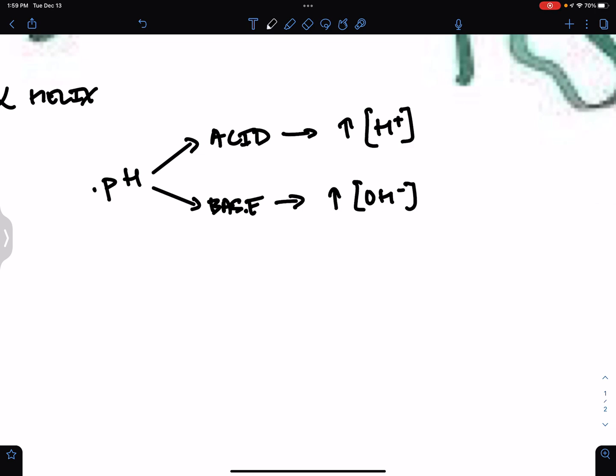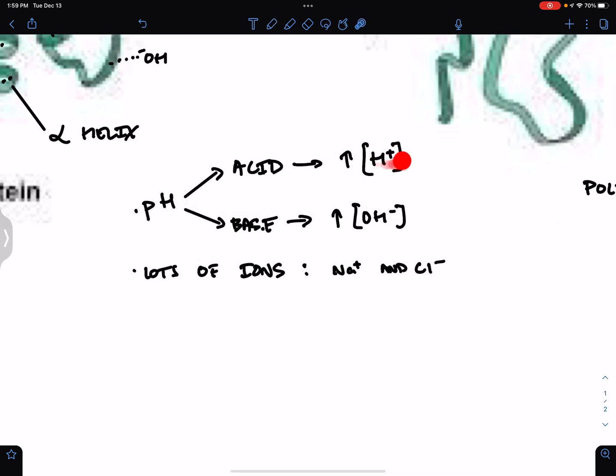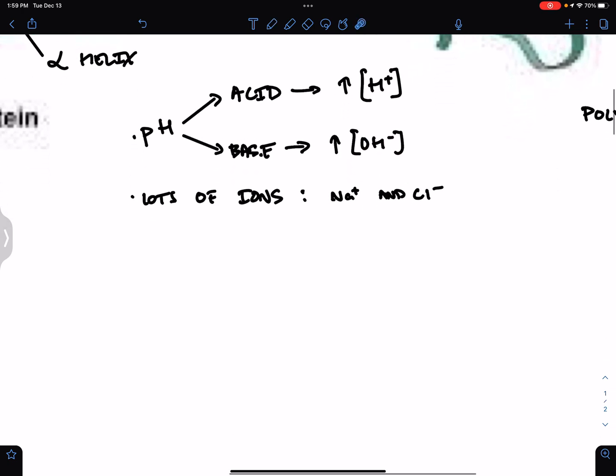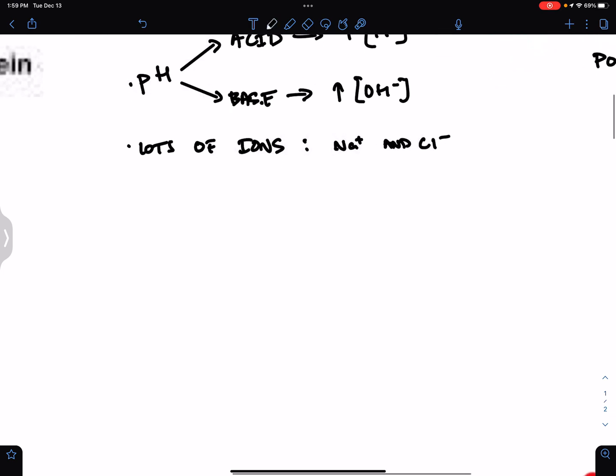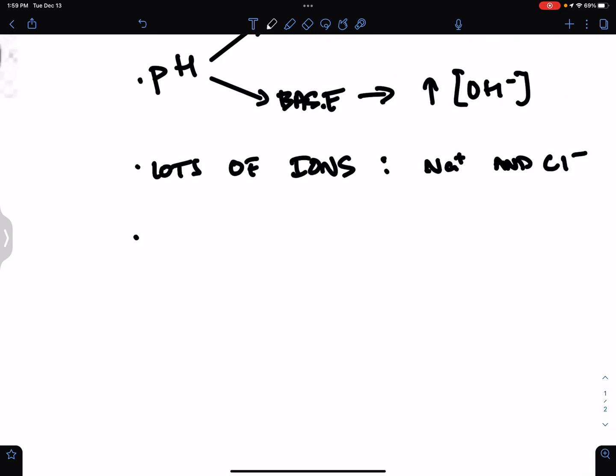Another way to denature a protein is to add lots of ions. So, for example, if you added lots of salt, which would be Na plus and Cl minus, that would do the exact same thing as H plus and OH minus. We didn't do that in class, but we could have added a bunch of salt to solution, and that would have denatured the protein as well. Another thing that we did in class that denatured the protein was that we changed the temperature.